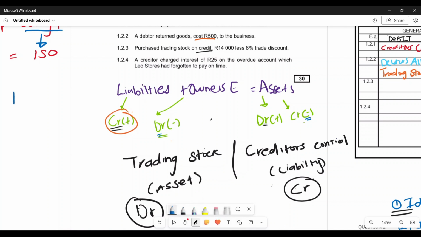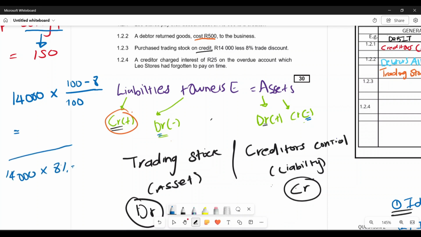So the normal amount we were supposed to pay is 14,000. And because they gave us an 8% discount, here I'm going to say 100 over 100, and here I'm going to minus my discount, right? 8. And this would lead me straight to the answer. But alternatively, you could just say 14,000 and find how much is that 8% discount, right?